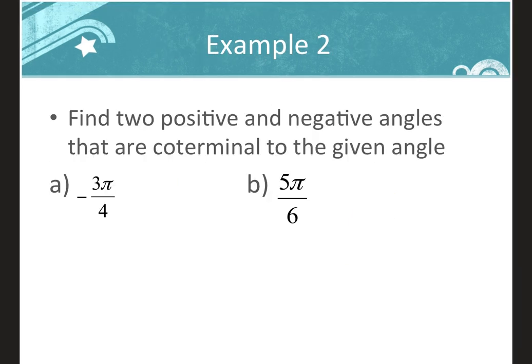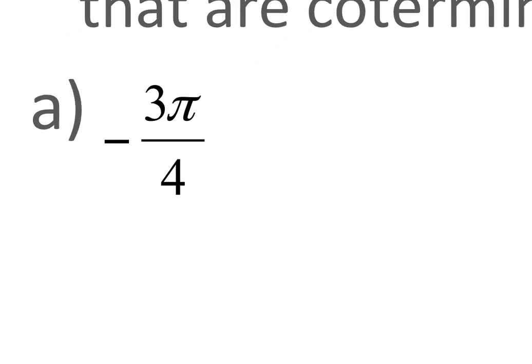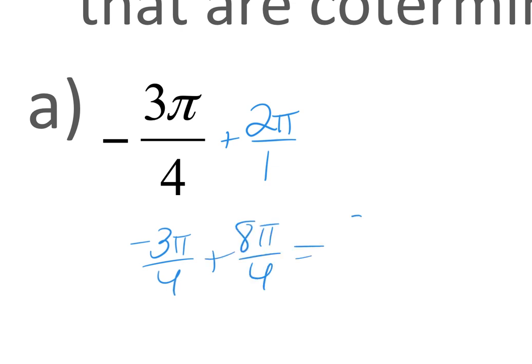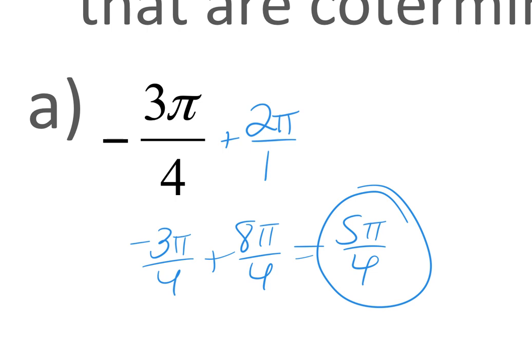All right, let's do this one and then let's stop. This says find two positive. Actually, we're going to find one positive and one negative angle that are coterminal to the given angle. This wording is weird. So if I want to find a positive one, and it's negative as it is, obviously I need to add. I can either add or subtract, but if I want it to get positive, I'm going to add. So I'm going to add 2 pi to this. And then I'm going to change it so it has the same denominator. So negative 3 pi over 4 plus 8 pi over 4 becomes 5 pi over 4. That is positive, and it is coterminal.